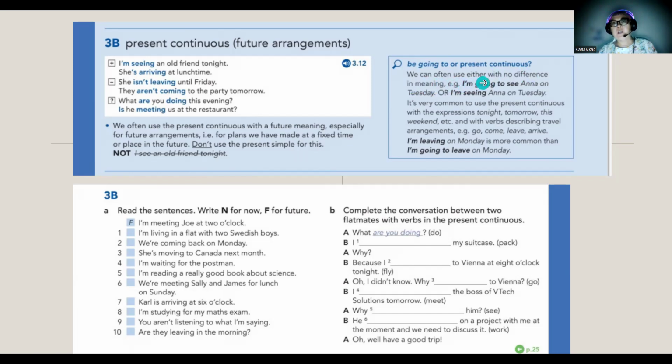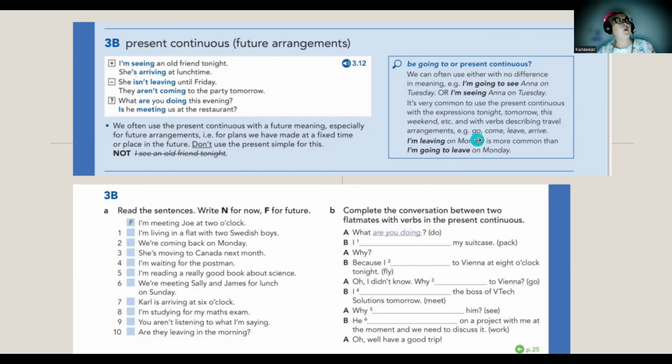We can often use either with no difference in meaning: I am going to see Anna on Tuesday, or I am seeing Anna on Tuesday. So as you can see, I am seeing Anna is even simpler than I'm going to see Anna. So it's very common to use a present continuous with the expressions tonight, tomorrow, this weekend, etc., and with verbs describing travel arrangements.